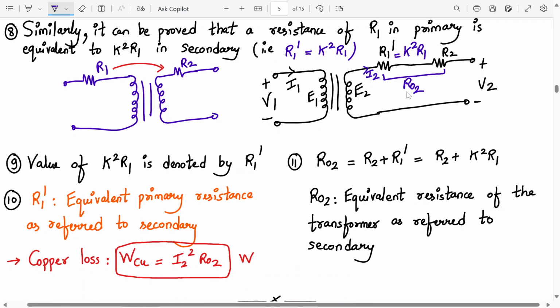First of all, R1 dash is called the equivalent primary resistance as referred to the secondary. So RO2 is written as R2 plus R1 dash, which is R2 plus K square R1. And what is RO2 called? RO2 is called the equivalent resistance of the transformer as referred to the secondary. Please complete this.